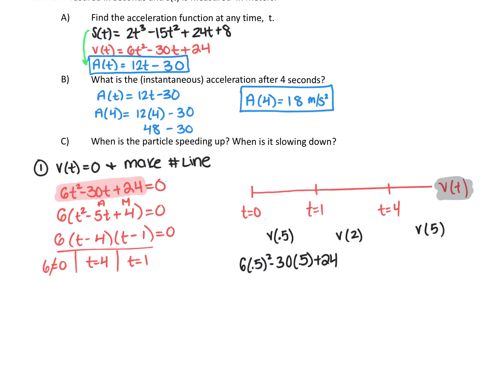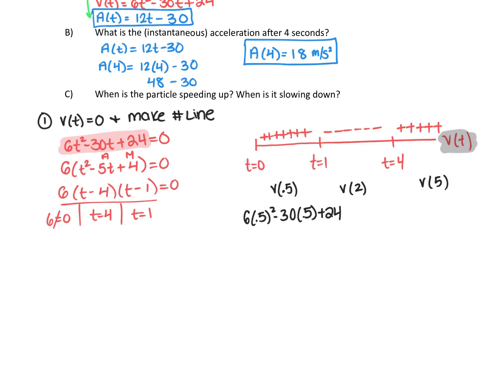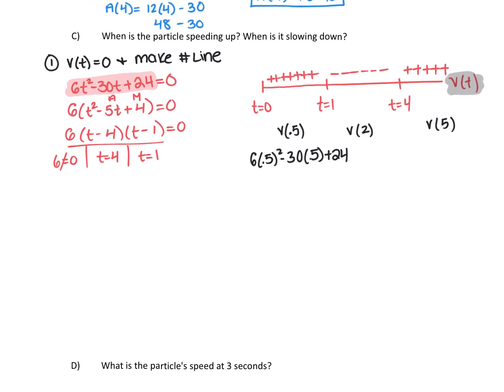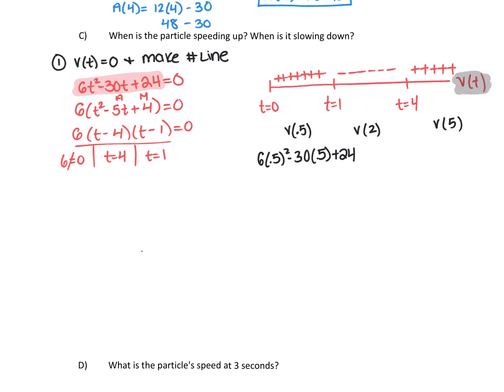Okay, so for 0.5, I got a positive value, positive 10.5 to be exact. And for v of 2, I got a negative, or negative 12 to be exact. And for v of 5, I got positive, or positive 24 to be exact. Okay, so that's the first part. Now, the second part we need to do is make an a of t number line. So same thing, we're going to make a of t equal to 0 and make a number line.